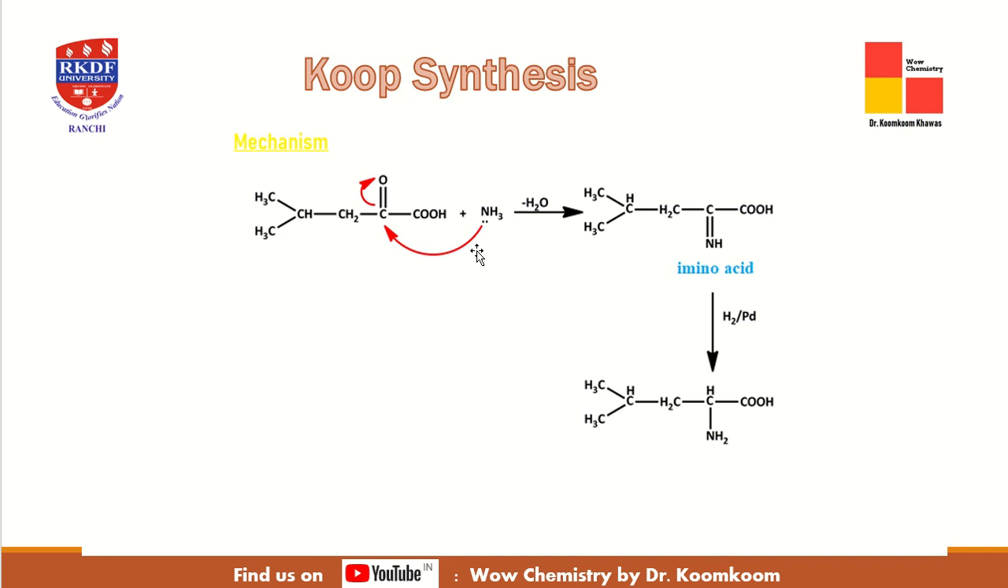Here is the mechanism. The ammonia molecule, being a nucleophile, attacks this carbonyl carbon, which is electrophilic in nature, and on the loss of a water molecule, an imino acid is formed, with a double bond C=NH and an acidic group, which upon catalytic reduction in presence of palladium gives us the desired amino acid.